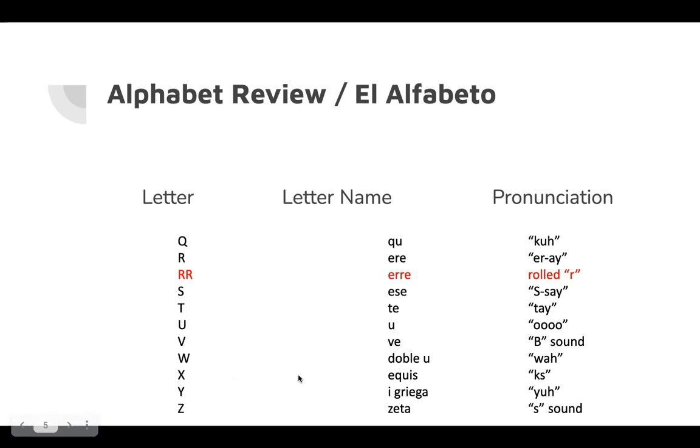The X, the letter name is X, and it makes like a KS sound, like it's awkward. It's one of those awkward things. You don't see X too much. The letter Y, the letter name is Y, and it makes like a Y sound. And the Z, the letter name is Zeta, and it makes an S sound, like an English S.